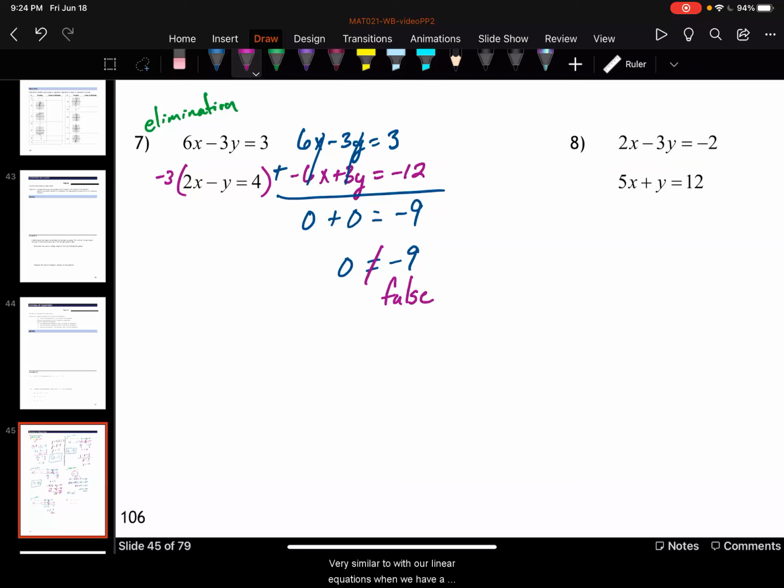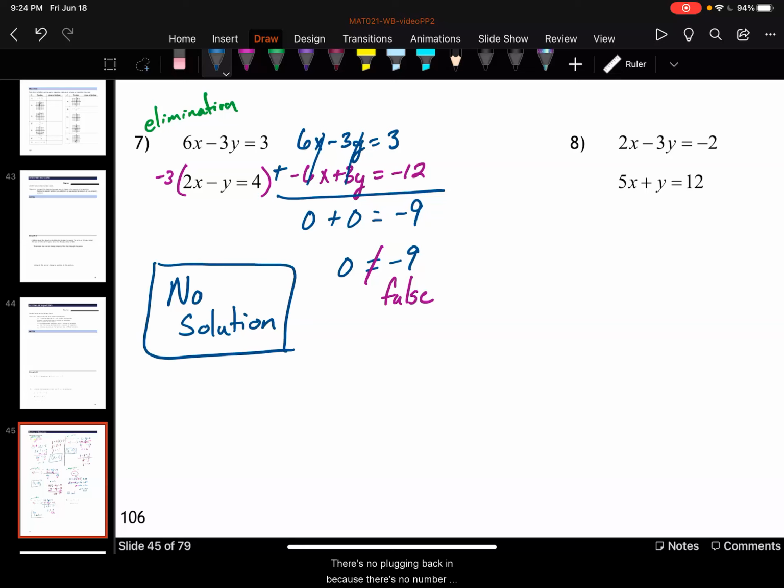Very similar to with our linear equations. When we have a false statement, that means for this one, we're going to get no solution for our answer. There's no plugging back in because there's no number that's going to work. So if we get a false statement, we end up with no solution.